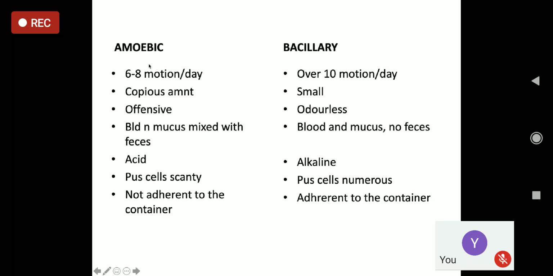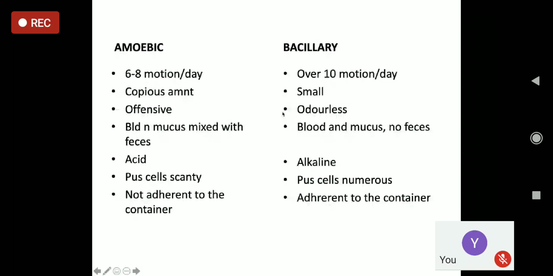Here, the number of stools passed is less than 10. In bacillary dysentery, more than 10. More fluid will be lost in bacillary, but here less. The stool amount will be copious in bacillary, here it will be small. It will be very offensive, but in this case, odorless.